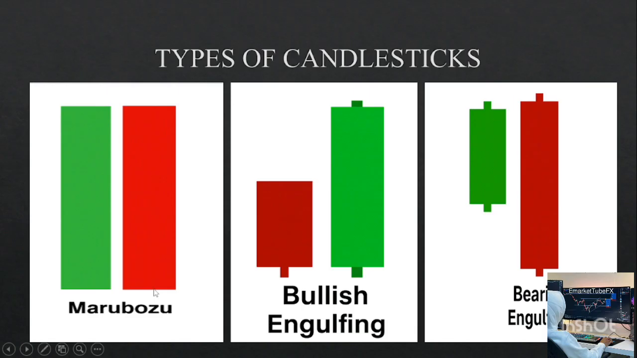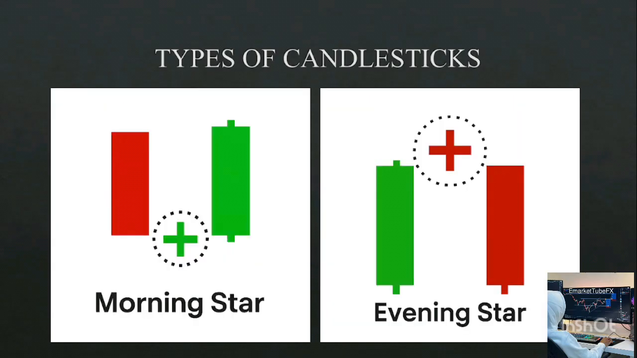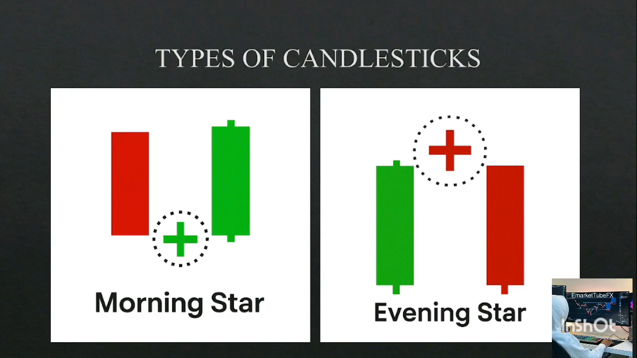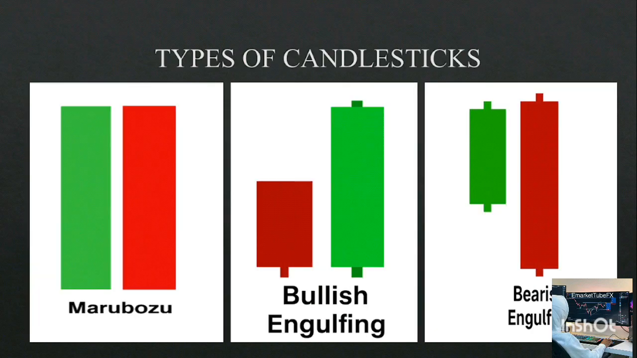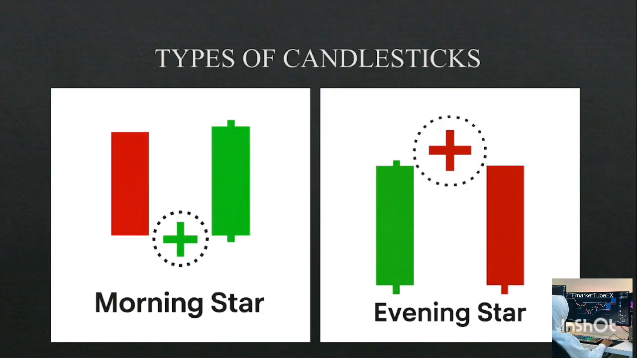Let's quickly look at that of the morning star and that of the evening star. We are now done with the Marubozu, the bullish engulfing, and the bearish engulfing. Now let's quickly look at the morning star and the evening star. These two candlesticks are very important when formed at key levels.